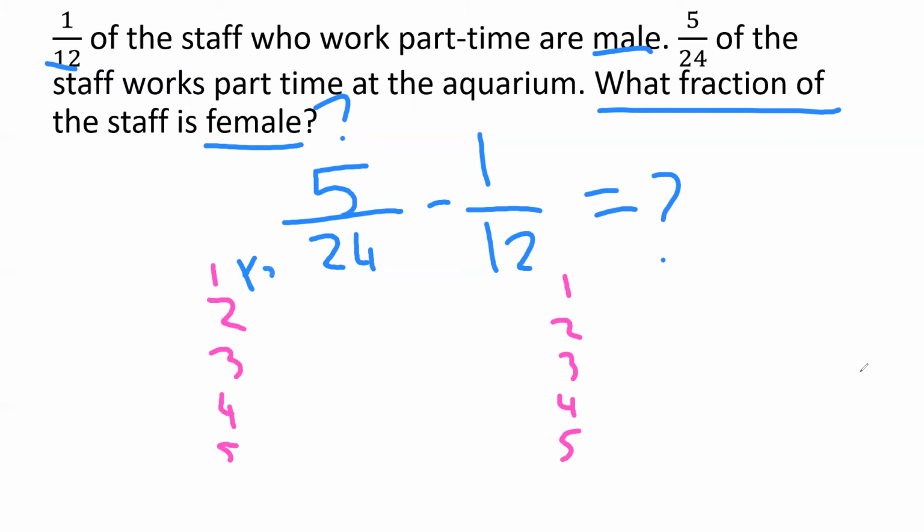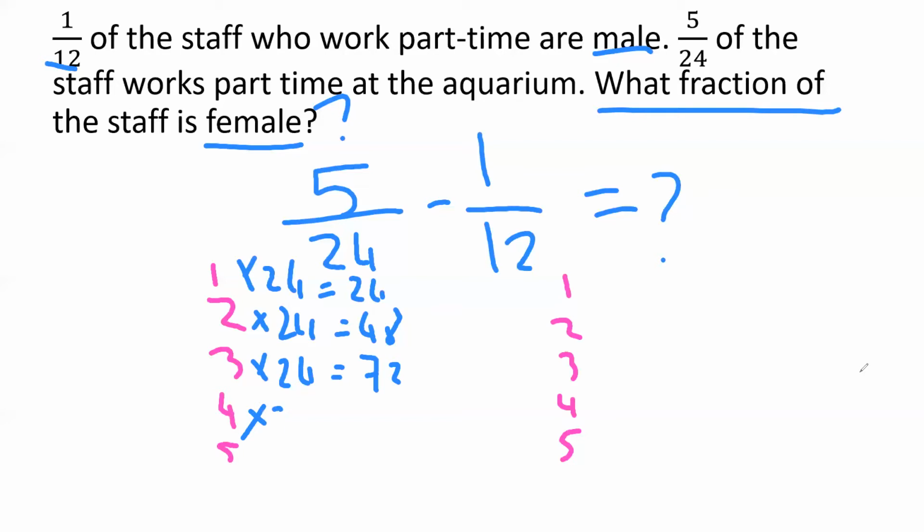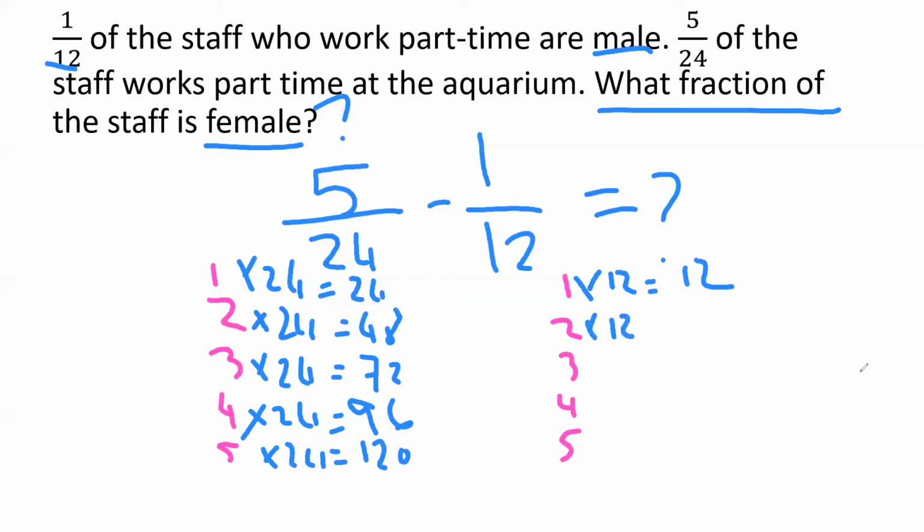1 times 24 is 24. 2 times 24 is 48. 3 times 24 is 72. 4 times 24 is 96. And last but not least, 5 times 24 is 120. I'm going to do the same thing now, but with the 12. 1 times 12 is 12. 2 times 12 is 24. 3 times 12 is 36. 4 times 12 is 48. 5 times 12 is 60.